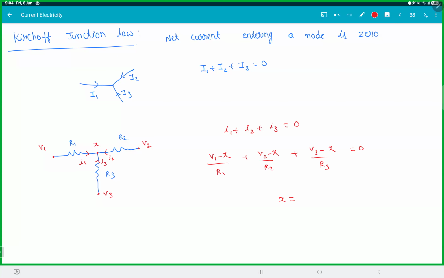In case of capacitance, remember what we did? We used to write charges. So we used to write capacitance into voltage difference. Here it is voltage difference by resistance. All clear with that? So how do we use this?